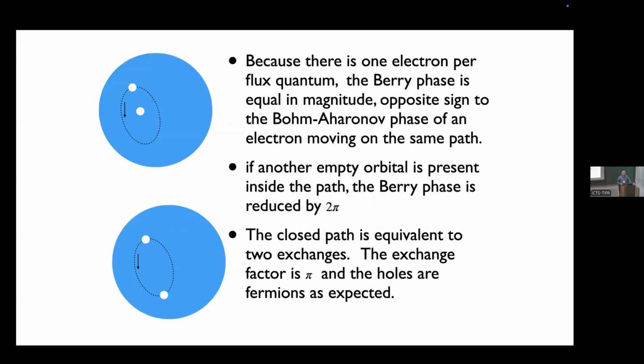Okay. And the Berry phase in a filled Landau level is equal and opposite in magnitude to the Aharonov-Bohm phase an electron would have going around the same path. And the other thing about it is, if there's another empty orbital in the path, the Berry phase is reduced by 2 pi. And since these objects, the empty orbitals, are identical objects, they can exchange, you pick up a phase factor of -1. So we see that the empty orbital in a filled Landau level is a fermion.